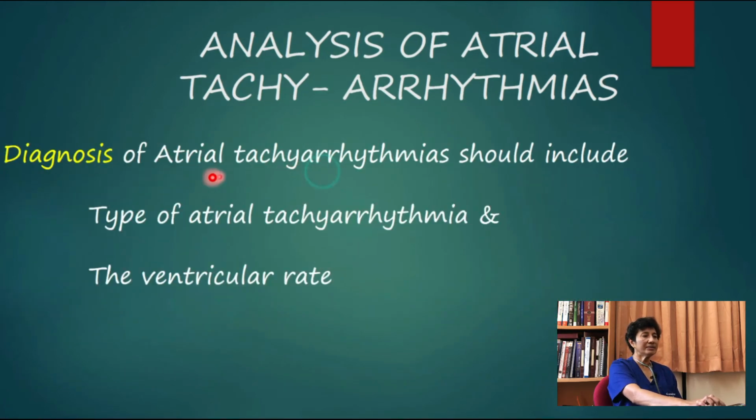Now let's see how to tell the diagnosis of atrial tachyarrhythmias. The diagnosis should include the type of atrial tachyarrhythmia. It can be atrial fibrillation, atrial flutter, or atrial tachycardia. In addition to that, you must mention the ventricular rate, because the ventricular rate may be fast or it can be very low. There can be clinically significant bradycardia depending on the AV node conduction.